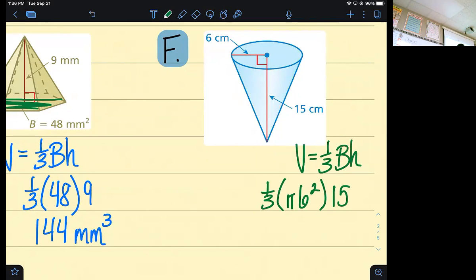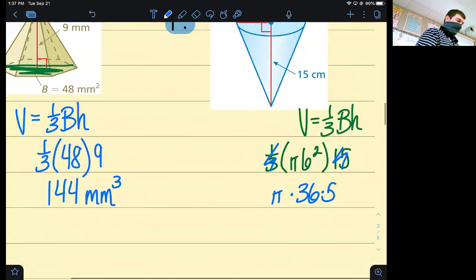Now, if you wanted to do 1/3 of 15, you could. What's 1/3 of 15? 5. So you could do that. You can't say 1/3 of 6 is 2 and then square that. That's not going to get to the same answer, because you got to square that 6 first. So we could say this is 5. We know 6 times 6 is 36. And so I'm just doing 36 times 5 times pi. Martin Doan, I'm going to have you give me the answer for that.